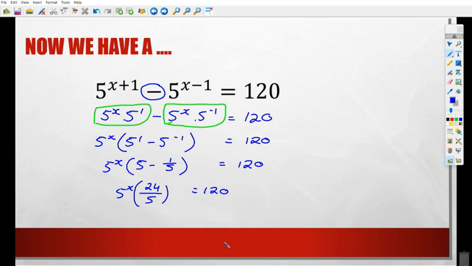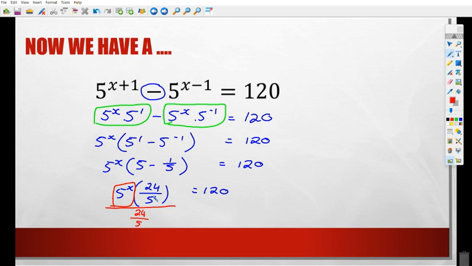Now I check myself and I see that I want to isolate something. I want to isolate this 5 to the power of x there. So how am I going to isolate that? I need to divide by whatever is multiplying by this 5 to the x. And what's multiplying there? It's the whole of 24 over 5. So I'm going to divide by 24 over 5.